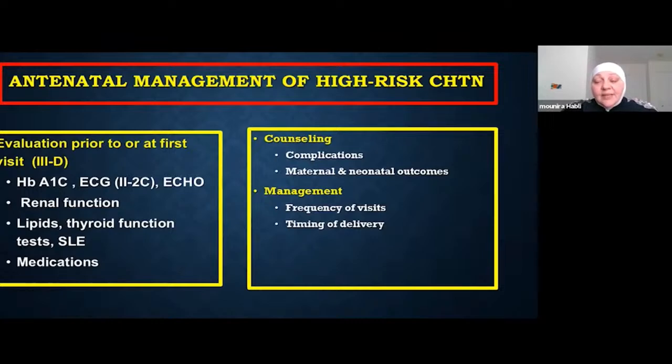In addition, these patients should be counseled extensively about complications of pregnancy, as just listed: preeclampsia, preterm delivery, IUGR, and what the maternal and neonatal outcomes are. These patients usually have frequent visits and a lot of antenatal testing, and the timing of delivery is variable, for which I'm going to mention the new guidelines based on blood pressure control.